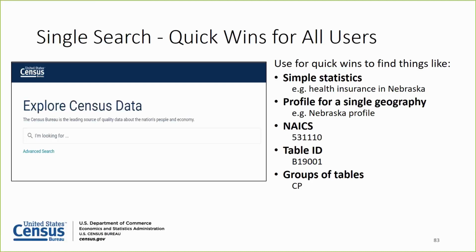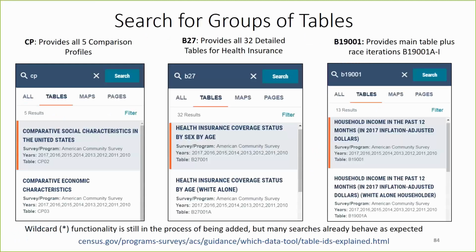Also typing in a NAICS is a great way, or a table ID if you know those, or a group of tables. So here are those examples. Things like the American Community Survey have comparison profiles, so a CP. If you just type that, it'll bring up the suite of comparison profile products. You can also type B27, that's the example for the ACS health insurance tables.